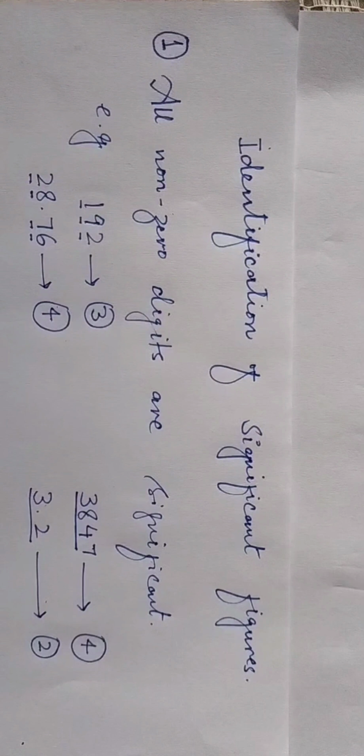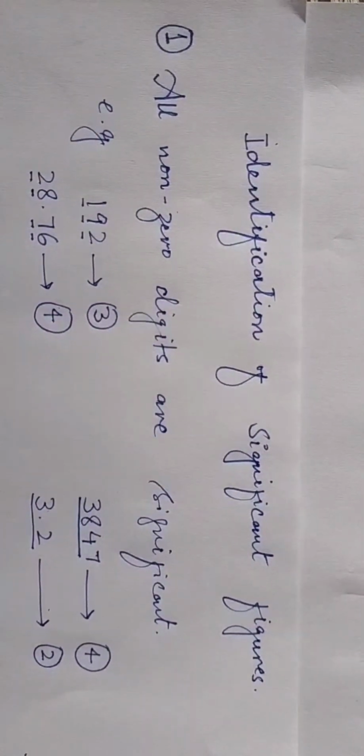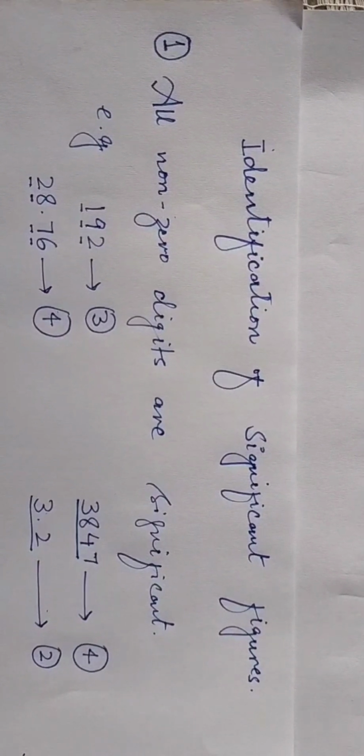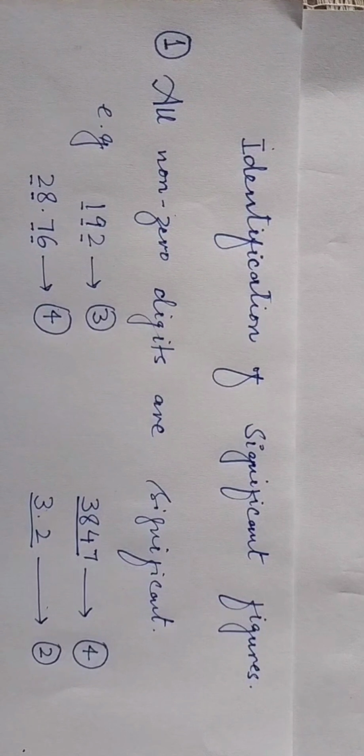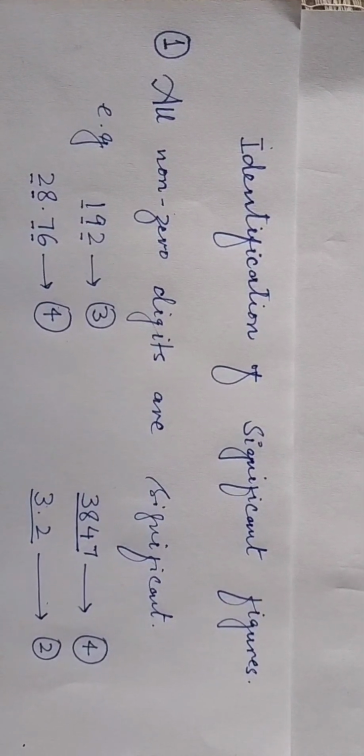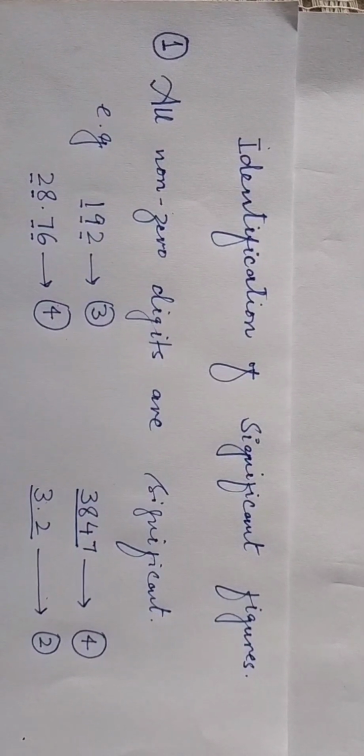Third example, 3847. All numbers are non-zero, so count all of them and you will get 4 significant figures. The last example, 3.2. Both are non-zero, count both of them and you will get 2 significant figures. So all non-zero digits are significant is the first rule.